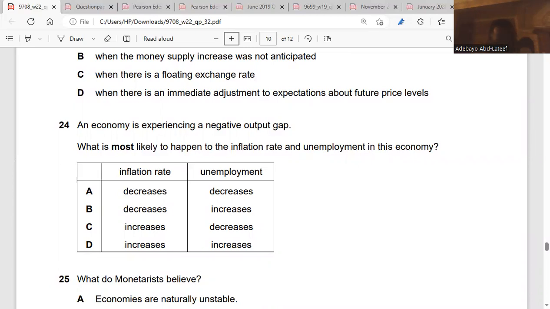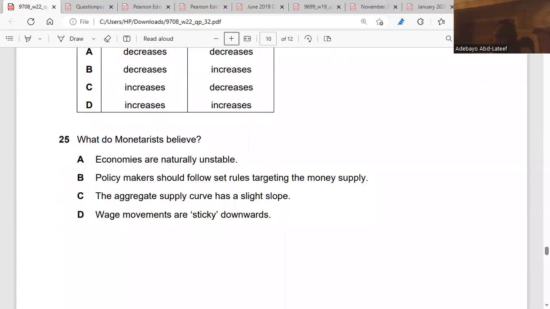That's 24, right? You had enough for 25. 25, okay. What do monetarists believe in? Policymakers, money supply, we call them monetarists. They talk about money supply. It's B.